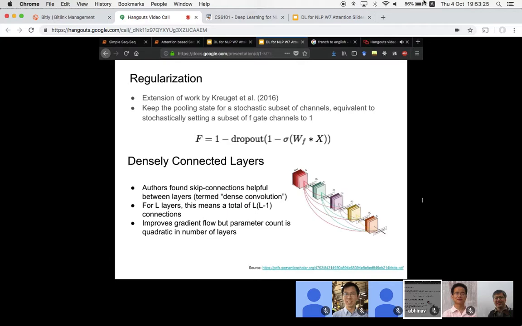essentially regularization for QRNNs, what the authors suggested, is just keeping the pooling state for a stochastic subset of the channels. So essentially you'll just keep a number of the F bits equal to 1. Alternatively, the authors found it useful to use what they call skip connections. So basically you can pretty much see it in this picture. Instead of simply going through the different layers like this, you have connections between each of the layers. So in total, if you have L layers, then L times L minus 1 connections in total. And I imagine this helps with the vanishing gradient problem and improves the gradient flow. But obviously, with all these new connections, you've got parameters and weights assigned to all of them. So the parameter count will grow drastically with the number of layers that you have.